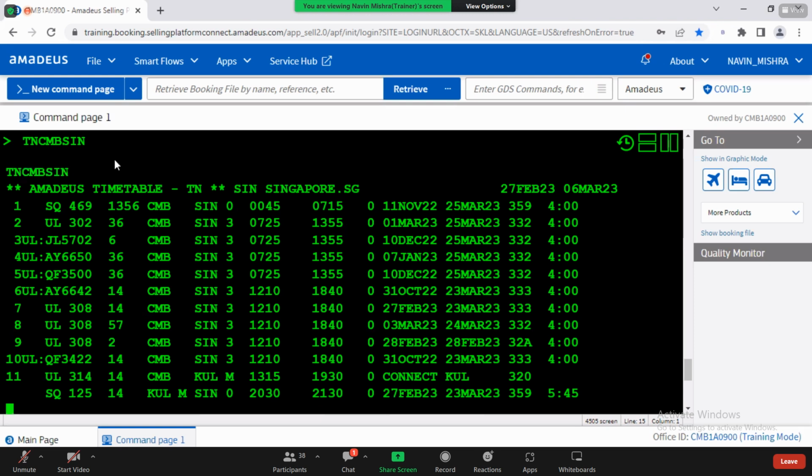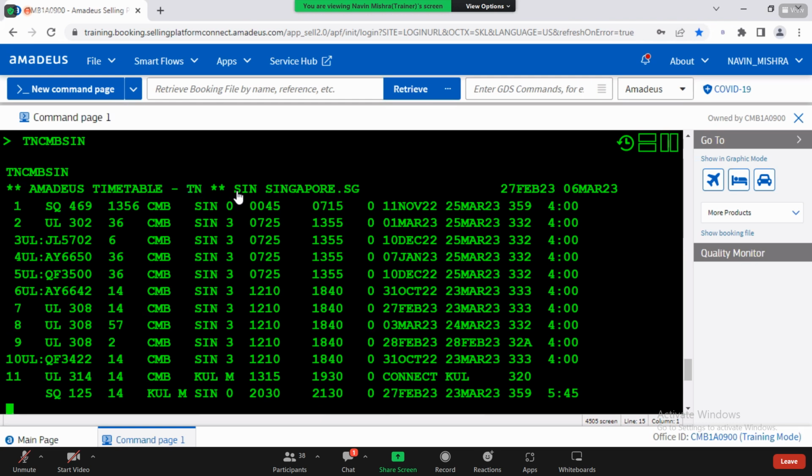Now, let's read about that. What is the result displaying here and what do all those mean? If you do this command, it will tell you that this is an Amadeus timetable. That means I did an Amadeus timetable command, and this is the TN. That is the reason it's showing here as an Amadeus timetable. The command is TN that I have used.